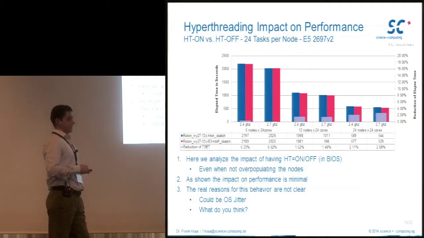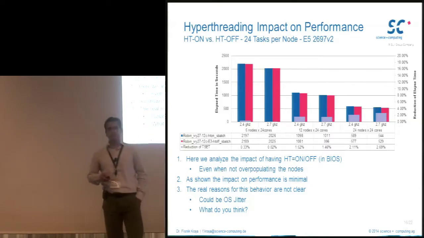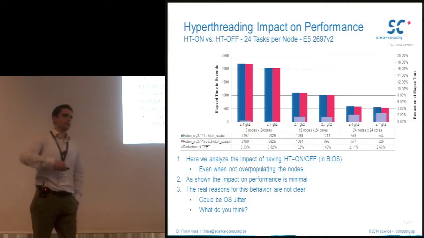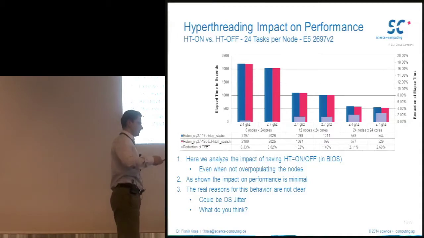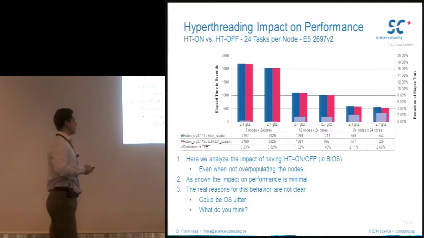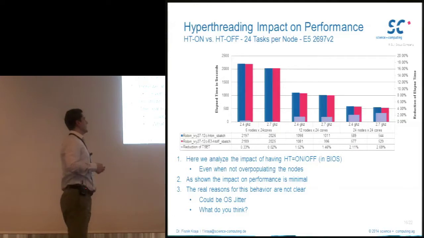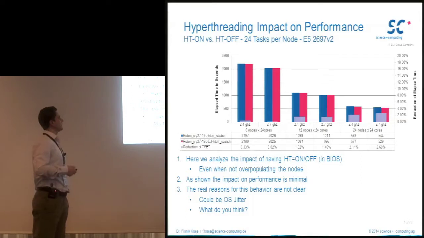Next, we analyzed the impact of having hyperthreading turned on, but while not using it. So we just distribute tasks on the nodes, but we don't oversubscribe the nodes. We just send as many tasks to the nodes as physical cores we have. So we start with 6 nodes, 12 nodes, and 24 nodes, and we really don't see any big difference, but actually there is some small impact, and it keeps increasing while increasing the number of nodes.